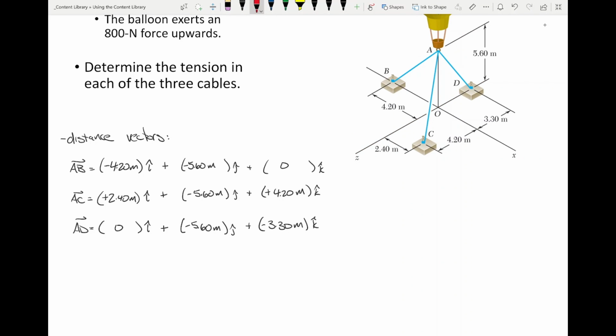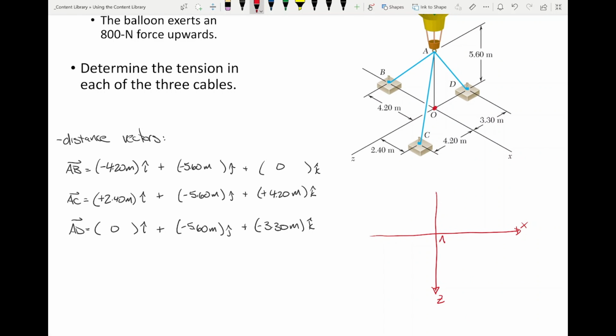So here's the origin. Look at it this way. Let's say this is the x-axis and this is the z-axis. So this would be like we're in the balloon looking down, right? If we're in the balloon looking down, the origin's point A, right?